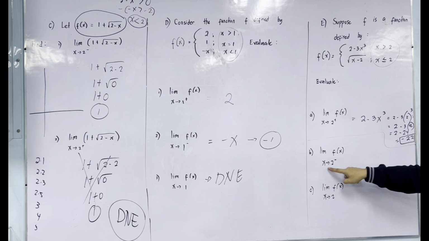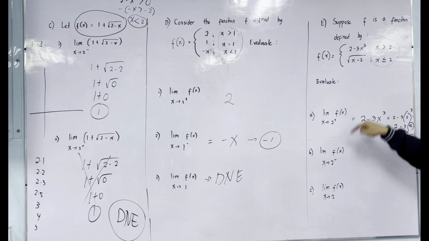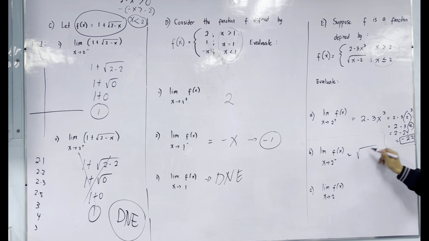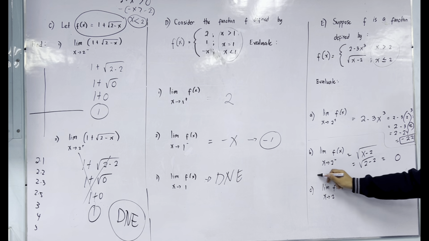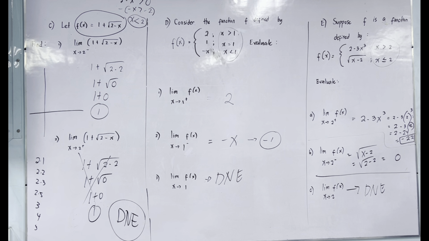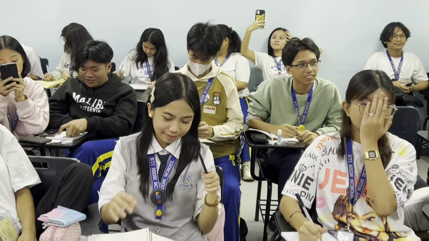Limit of f of x as x approaches 2 from the left. So less than 2. Meron ba tayong less than or equal? So we have square root of x minus 2. So we have square root of 2 minus 2. This is 0. Letter B, DNA? Bakit? Gets? Tandaan nyo yung piecewise, the condition. Kailangan lang i-analyze.